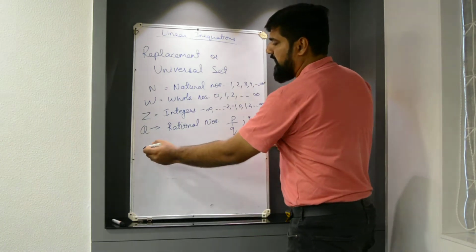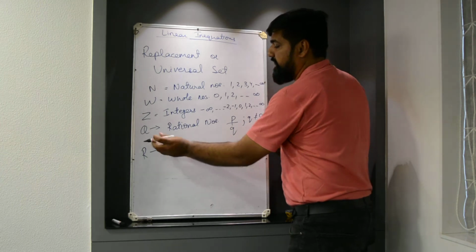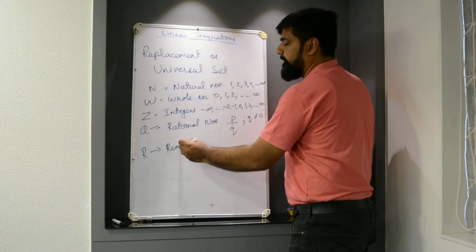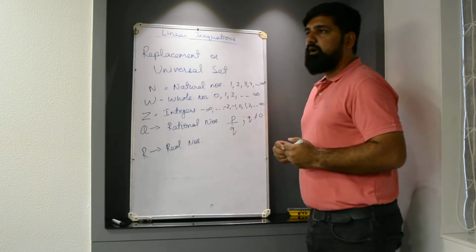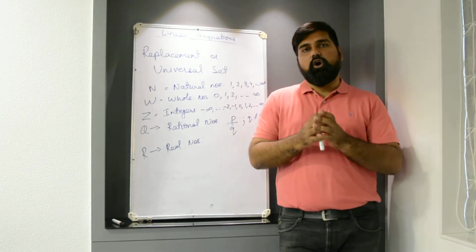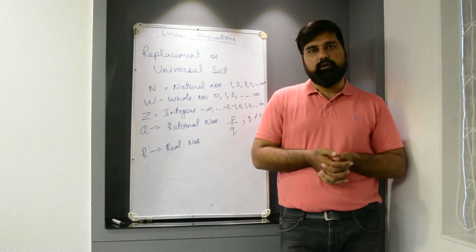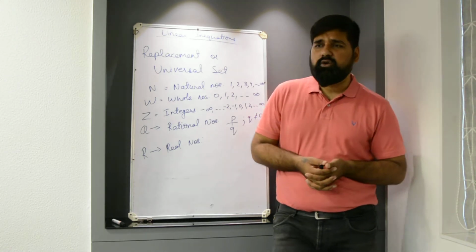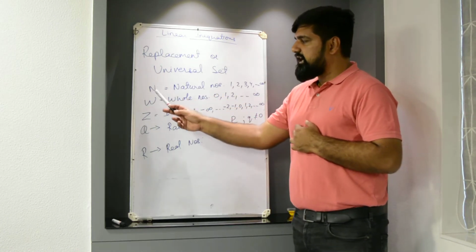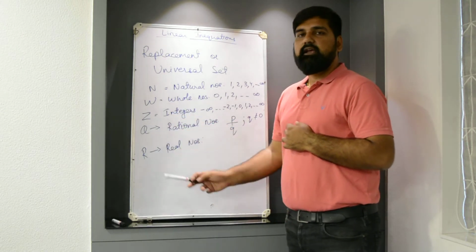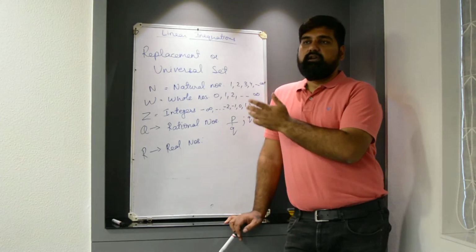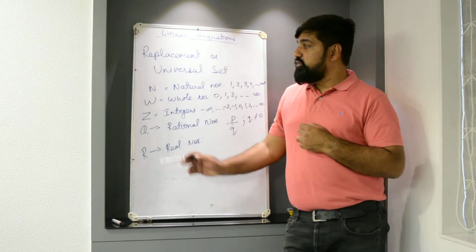And then we have R, which includes real numbers. Real numbers include all the rational and irrational numbers. All the numbers combined together form the real numbers. We are not going to use them much in depth, but while solving these problems, the signs N, W, Z, Q, R are of very much importance, because we'll be plotting these inequations on a number line, and we'll be using these signs.